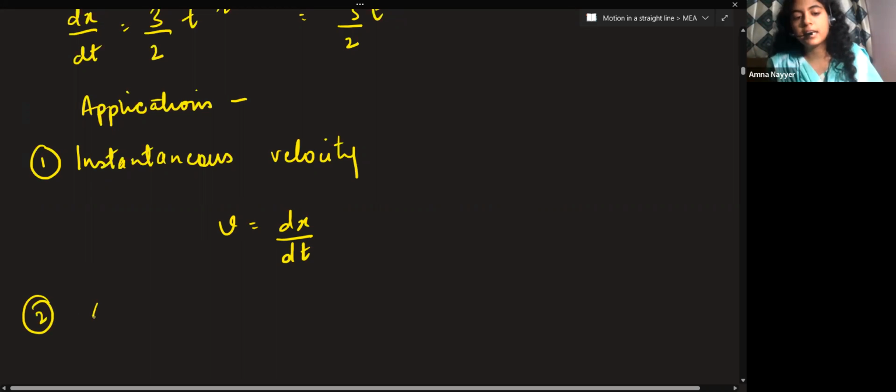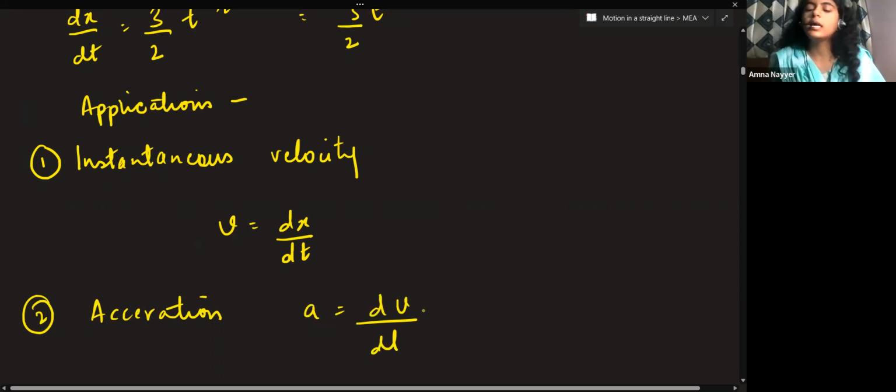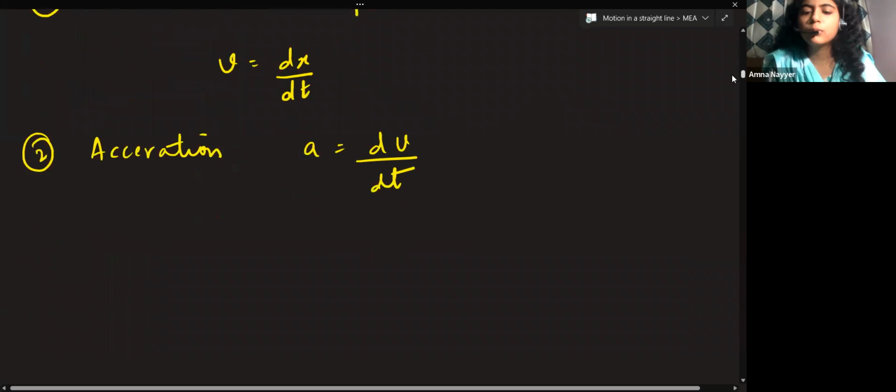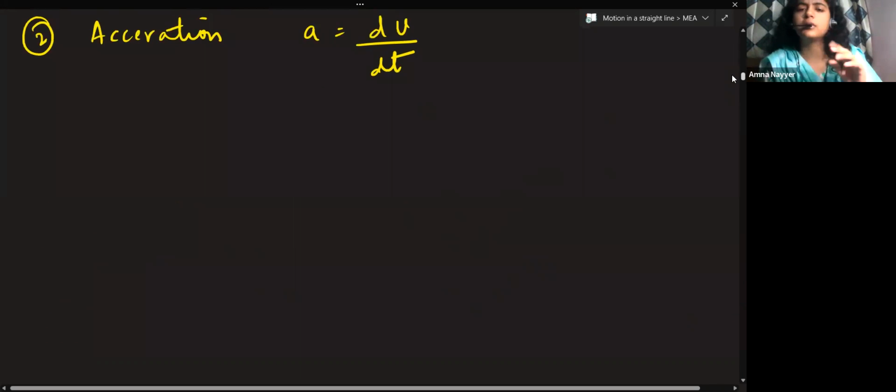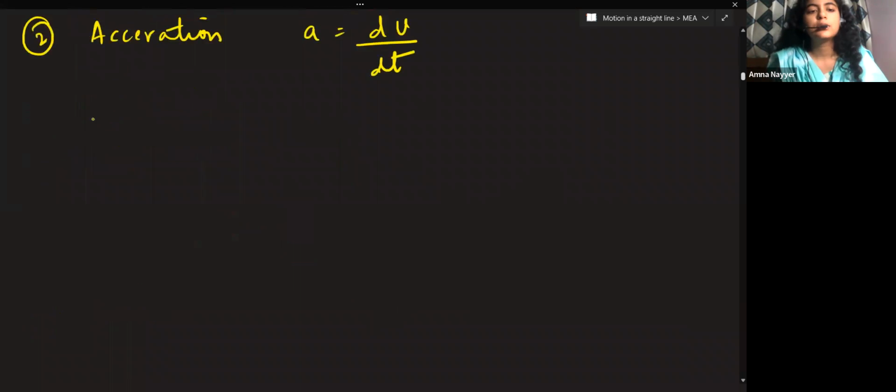Second is acceleration also. How? Because acceleration is given by dv over dt. So again, you have velocity with you, you have time with you, you can easily get acceleration. Now, before moving on to properties, what are the properties of differentiation? You should know. If you get trigonometric functions, then how would you deal with it?